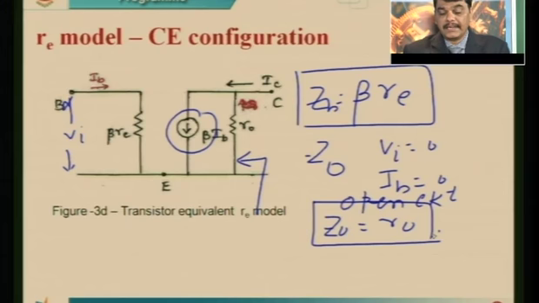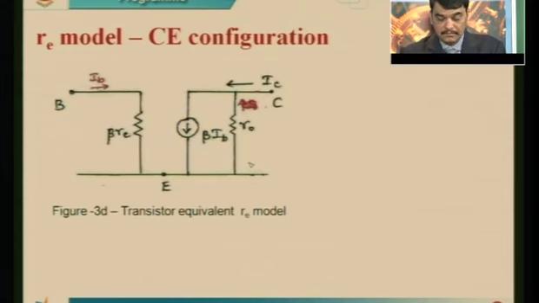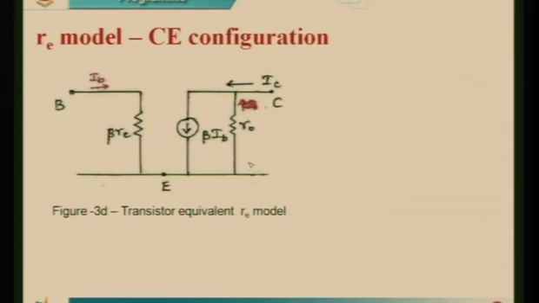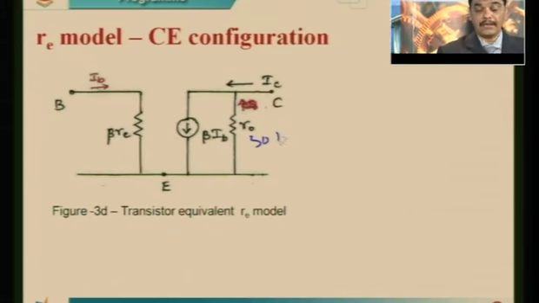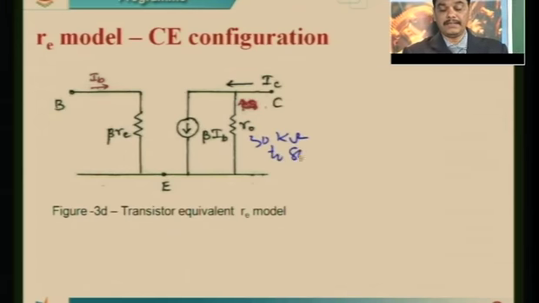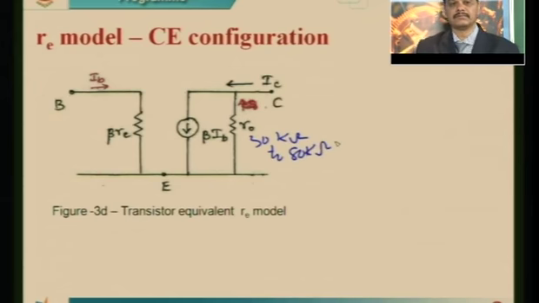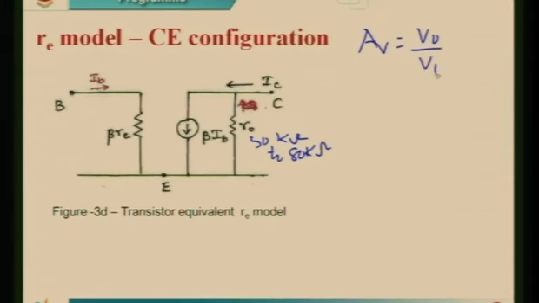Next, we have to determine the current gain and the voltage gain. This resistance value lies between 0 and infinity, about 50 kilo ohms to 80 kilo ohms. Next, we need to determine the voltage gain. Voltage gain AV is equal to V0 by Vi.